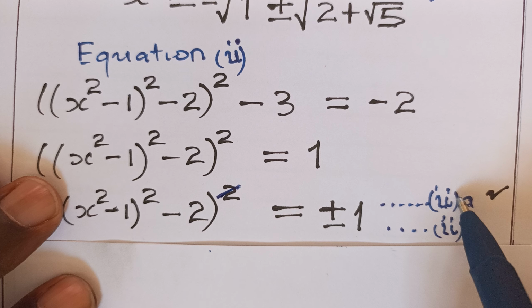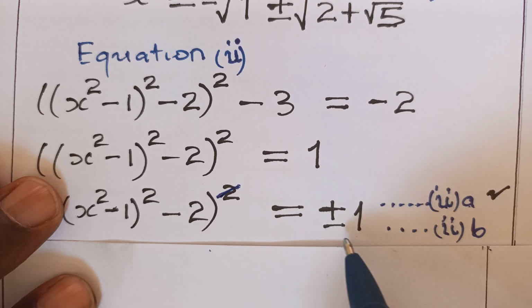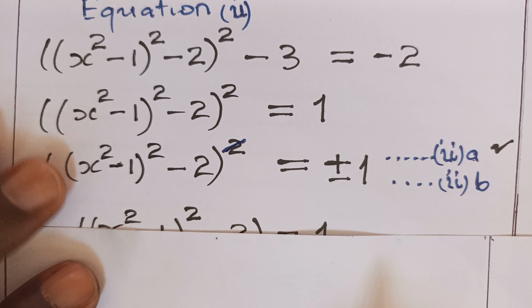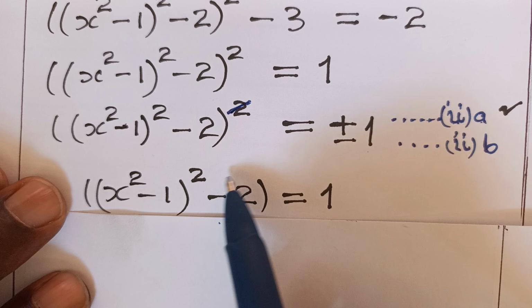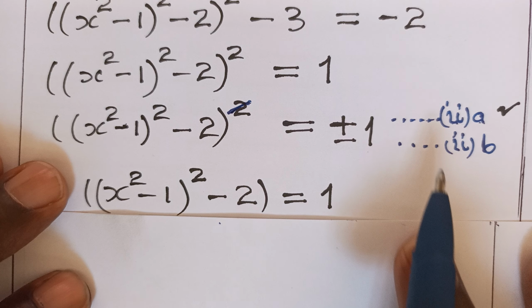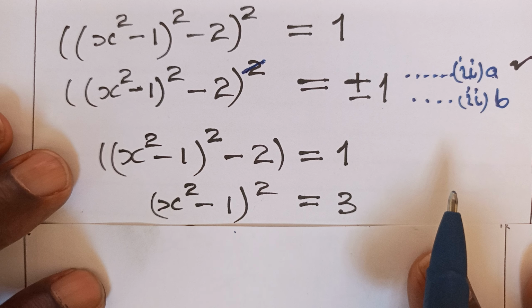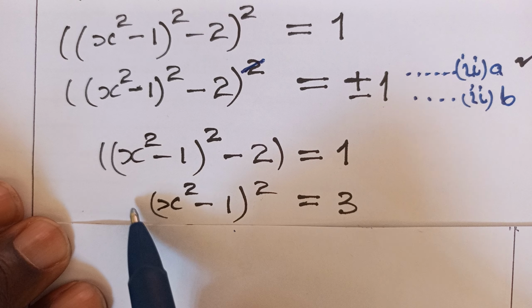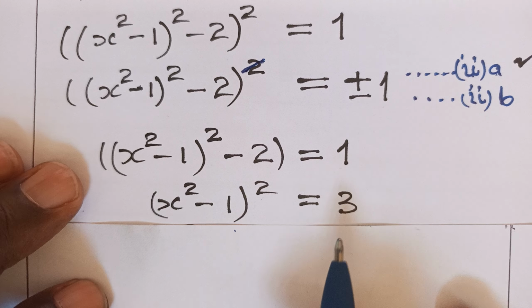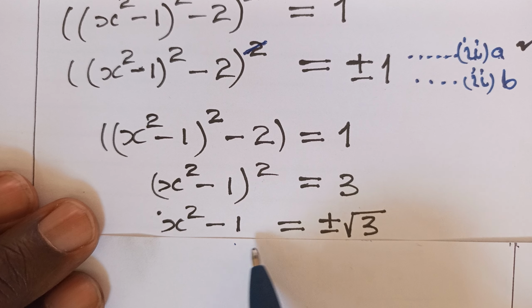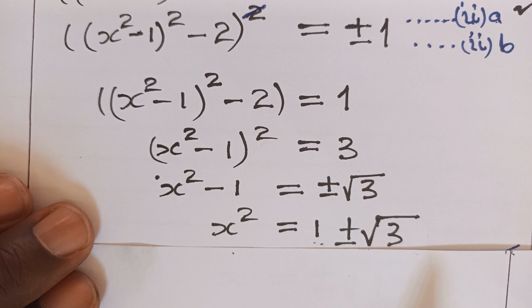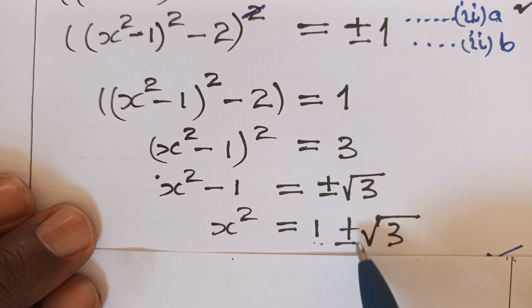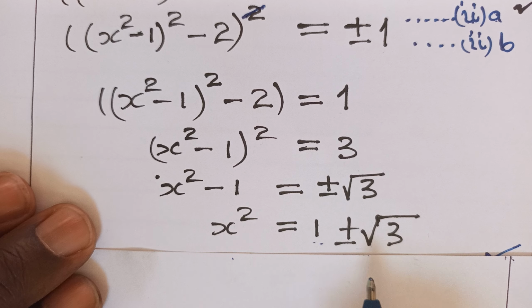I'll do this for plus 1 and you can do it for the negative 1. So I equate that expression to 1. Then I can get this minus 2 on this side, and when I do that, we have 3. Now take the square root on both sides. It means you'll have x squared minus 1 equals plus or minus square root of 3. Therefore x squared is going to be equal to 1 plus or minus square root of 3.